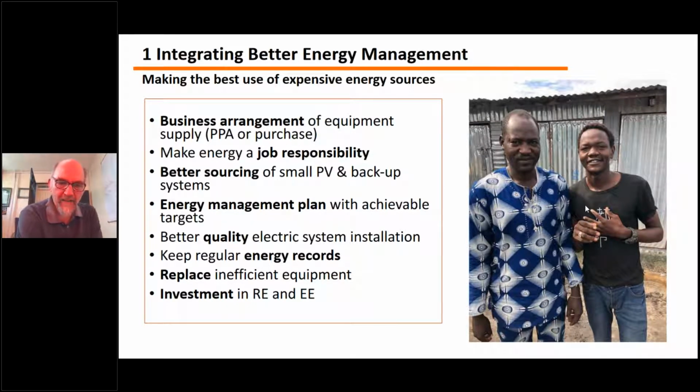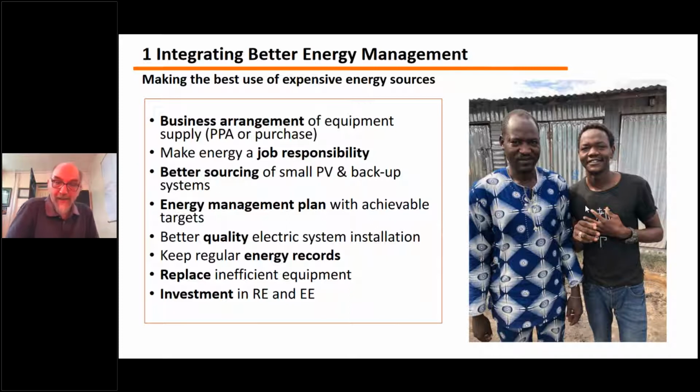We need to do better sourcing of the smaller PV and backup systems. What I've seen is a lot of very, I'll say the word crappy solar systems just because they're not properly procured. Those systems with poor batteries or poor inverters that really aren't made for rigorous circumstances stop working. So we need to really get better quality and do better procurement. There needs to be an energy management plan in the humanitarian sites, and that means they need to know how much energy they're using, and if it's too much, try and reduce it.